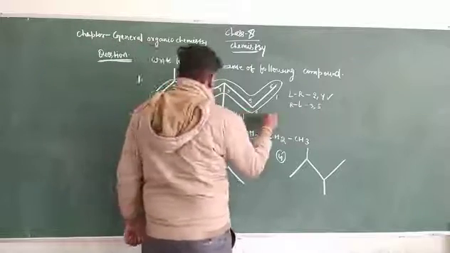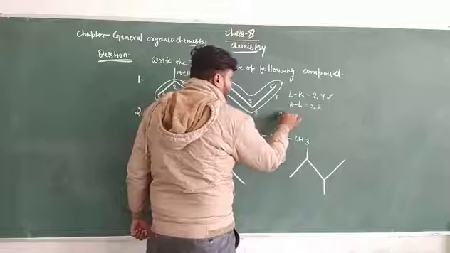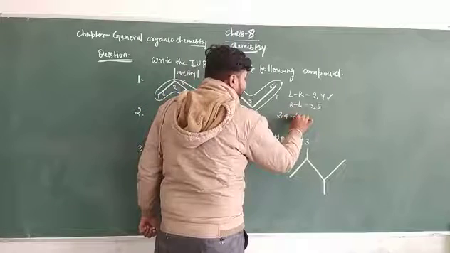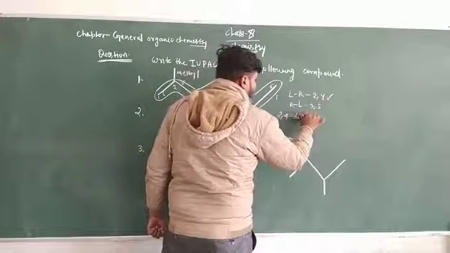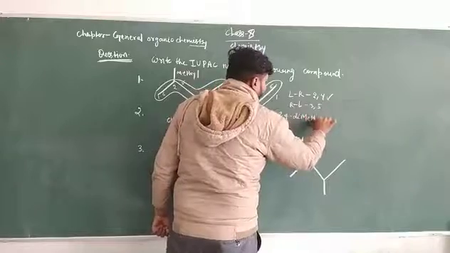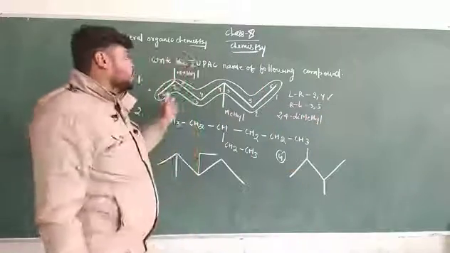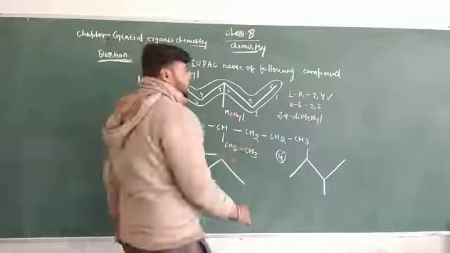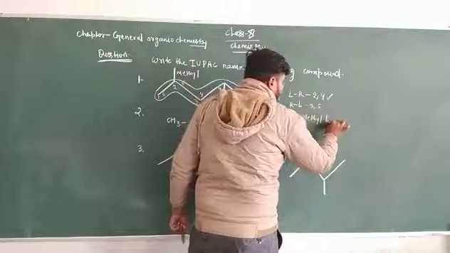2,4-dimethyl. How many carbons are present in the parent chain? 6. That means you have to use hex, hexane.